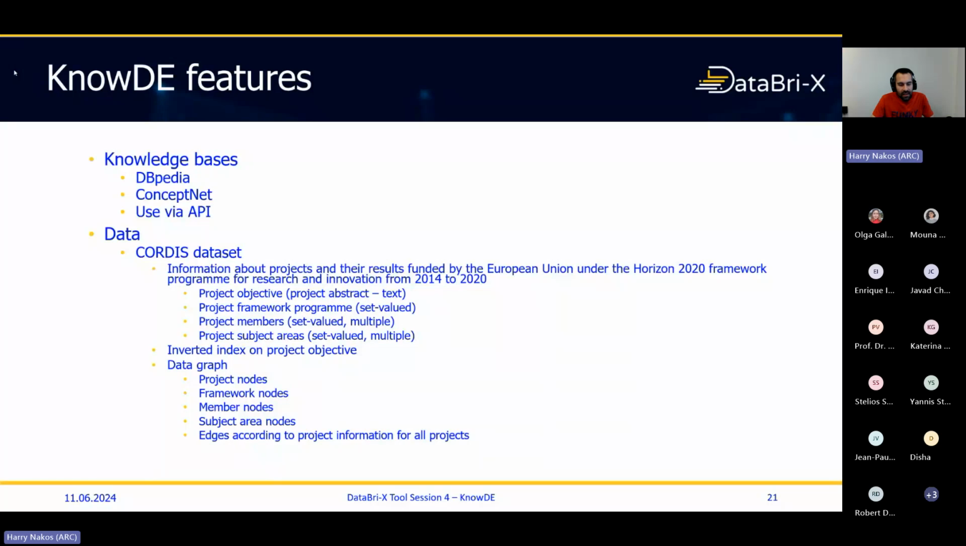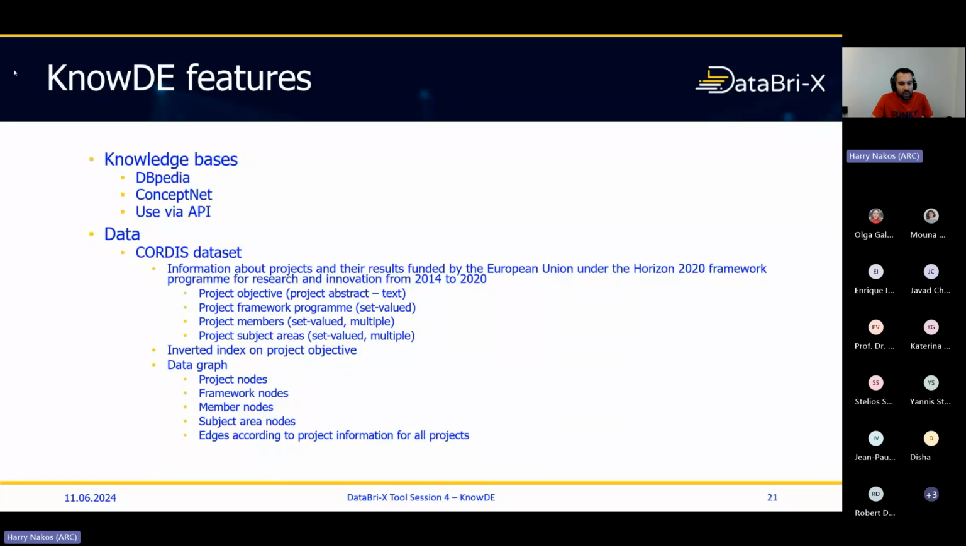An implementation detail, a very important one, is that the project objective is inverted indexed. This index is used in various parts of KNOwDE. And also a data graph as part of the pre-processing of the dataset is used.